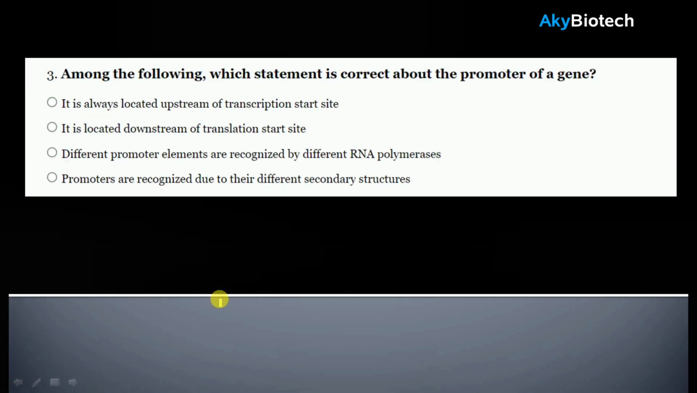Next, among the following, which statement is correct about the promoter of a gene? It is always located upstream of the transcription start site, no. It is located downstream of the translation start site, again no. So the correct statement is C: different promoter elements are recognized by different RNA polymerases.